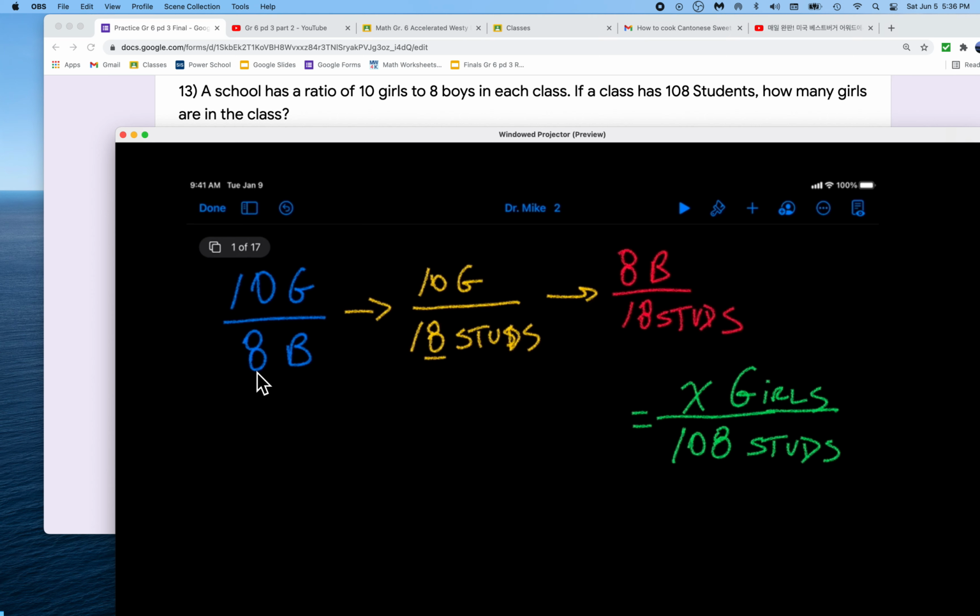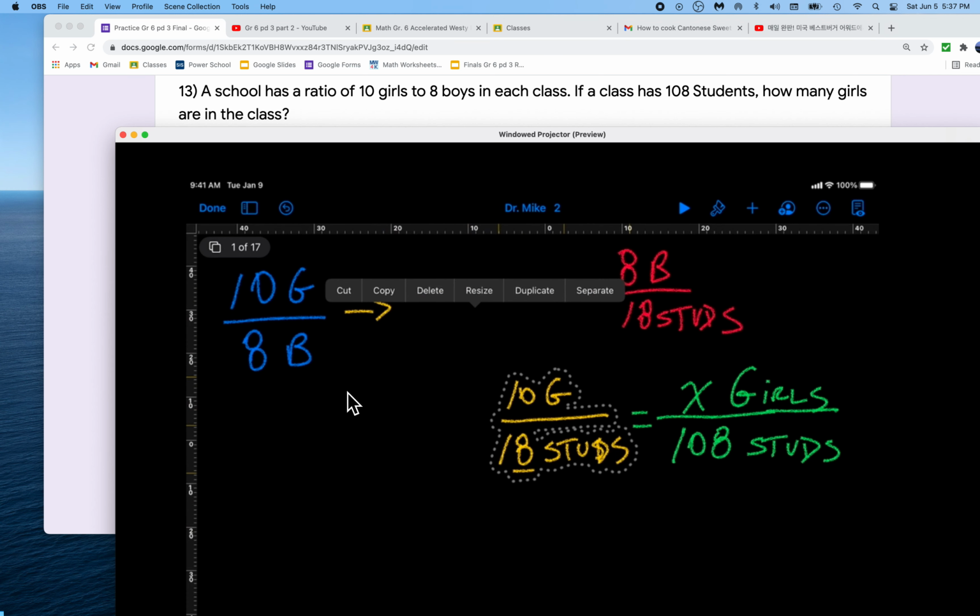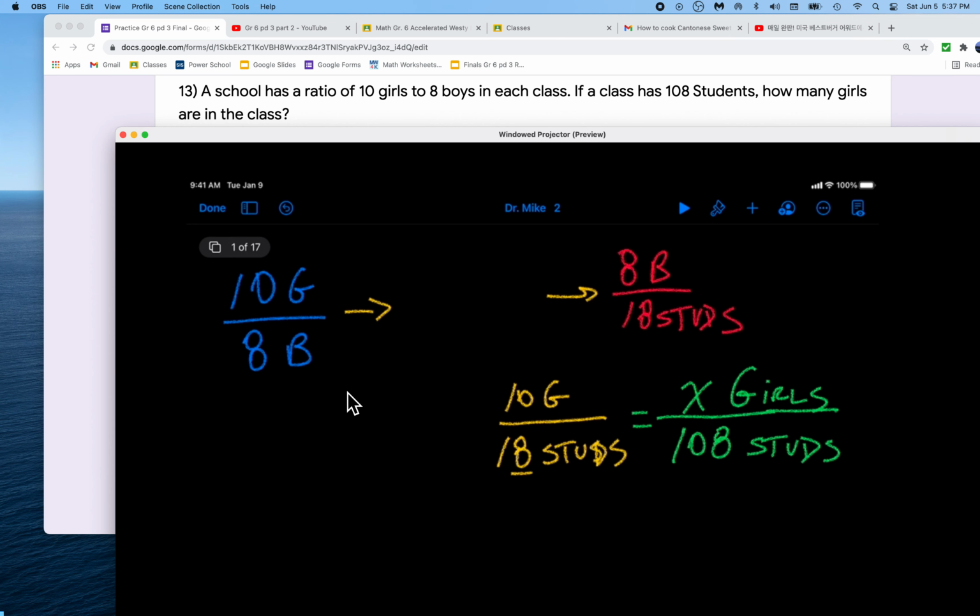Okay. Now, here's what we're trying to find out. X girls for 108 students. Which of these weapons are we going to use? We're going to use the one that has girls in the numerator and students in the denominator. This has boys and students, girls and students. That's the one we're going to use. Now, our units line up, ladies and gentlemen. We have girls and girls, students and students. Now we have a proportion that's ready to be solved.